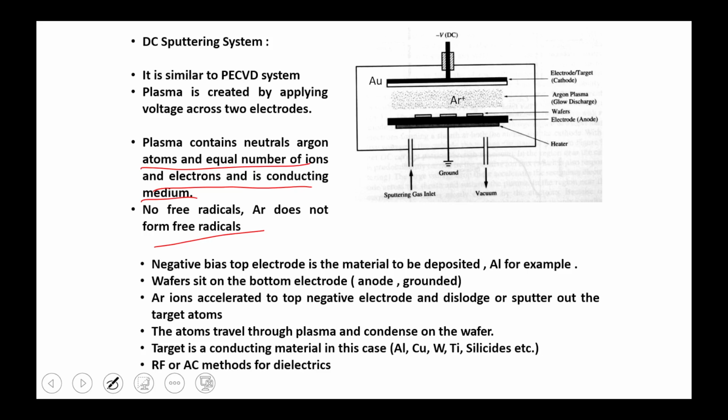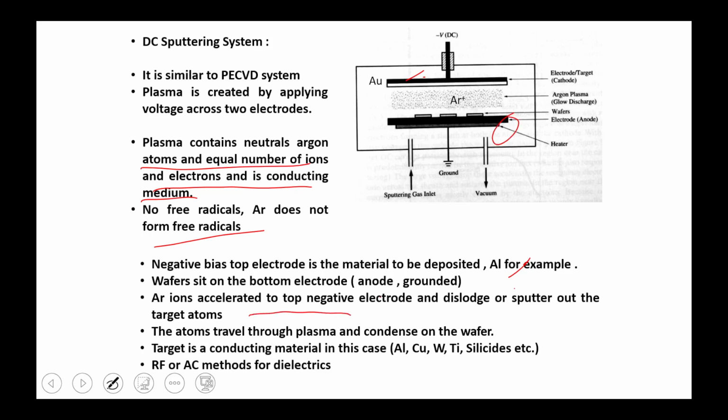The target comes in 1 inch or 2 inch diameter, and around 70 to 80 grams of gold is used to make that target, circular or rectangular. The negative bias top electrode is the material to be deposited. Means the top is negative. Aluminium, gold, chrome, for example, we can use. The vapor sheet is on the bottom electrode, the anode, which we have to ground.